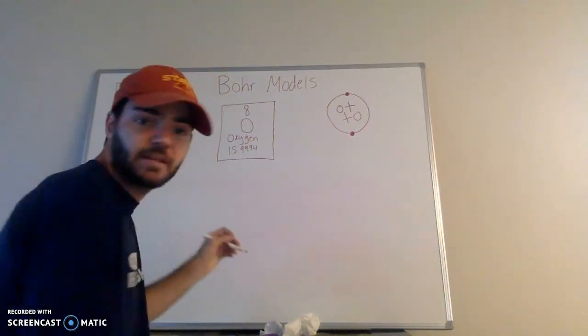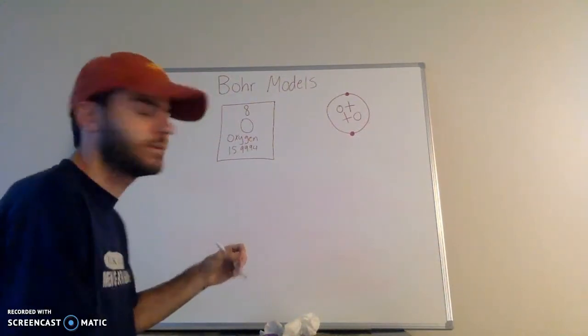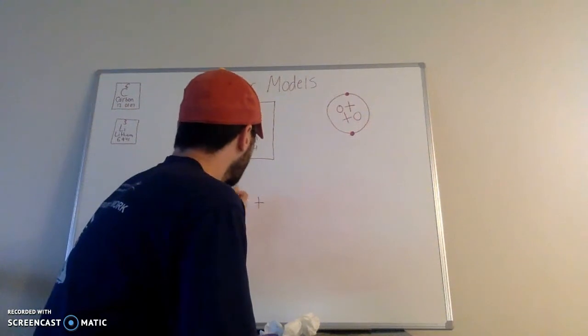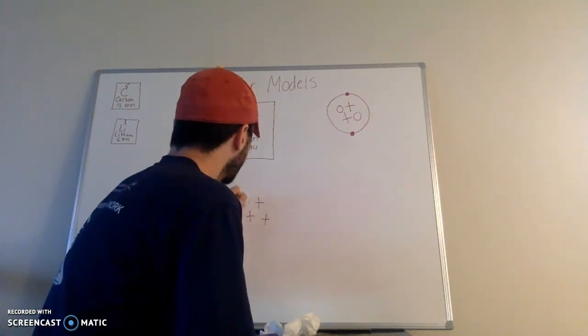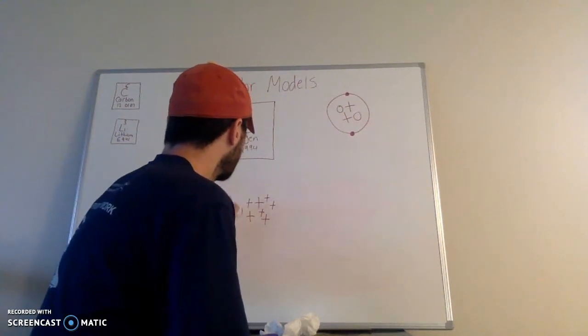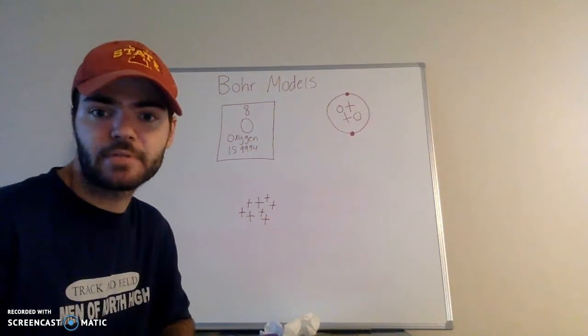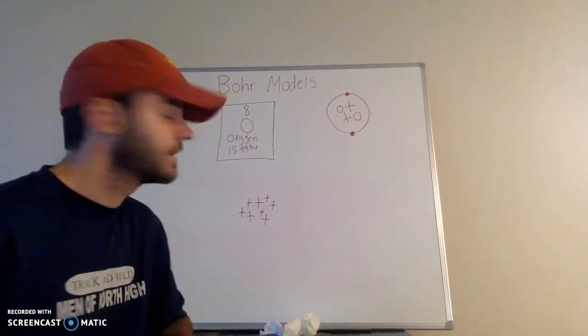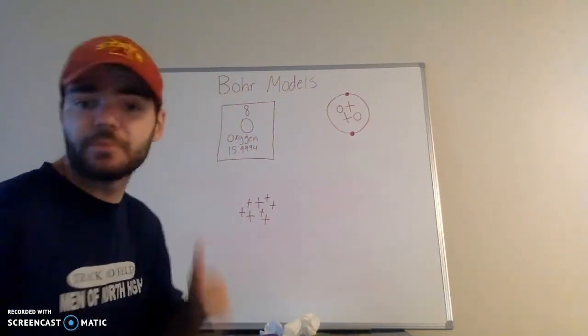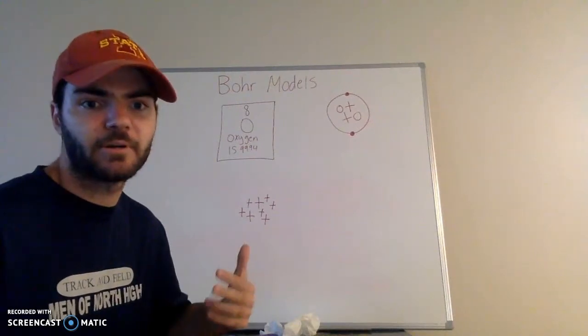So I'm going to draw my model. I'm going to draw 8 plus signs, 8 positive signs, to represent the 8 protons. All right, so we have protons down. We're good to go for that part.